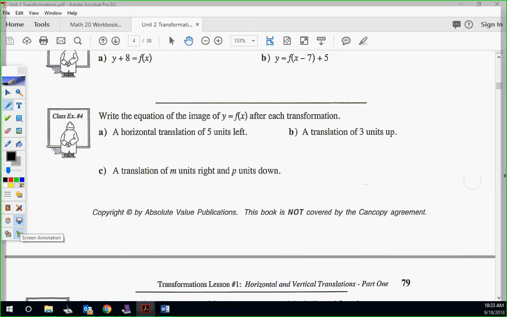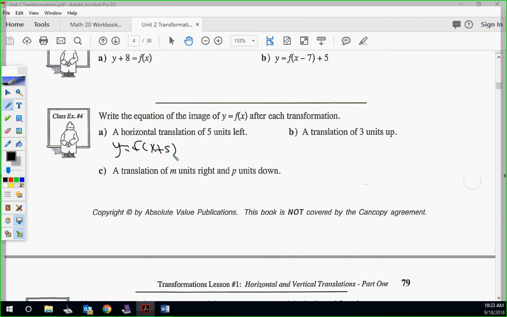All right, so got this guy, and then we're on the last page of 2 examples, I think. Write the equation of the image, y equals f of x, after each transformation. A horizontal translation of 5 units left. So we would write that as y equals f of x plus 5. This is why we did functions first, right?